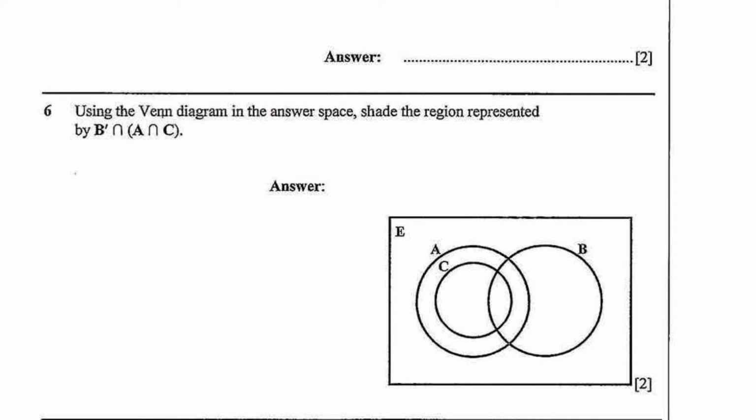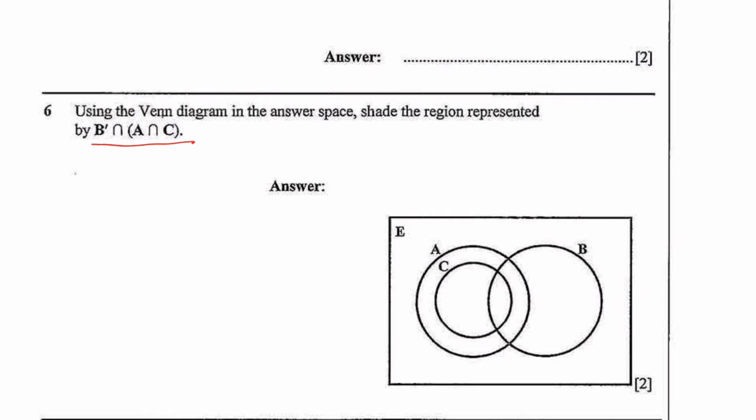All right, we have this question. Okay, let's solve it together. This is under sets. We are asked to shade the region represented by this set notation here in the Venn diagram.